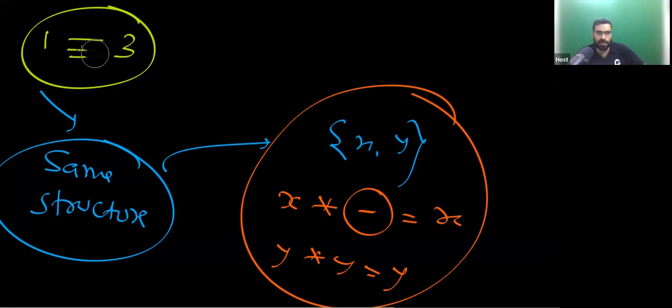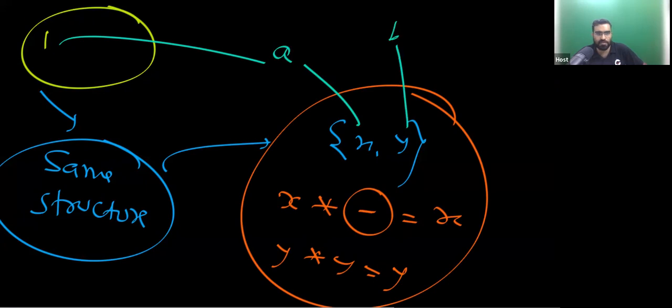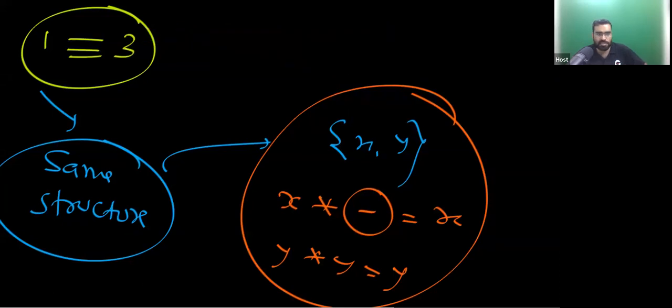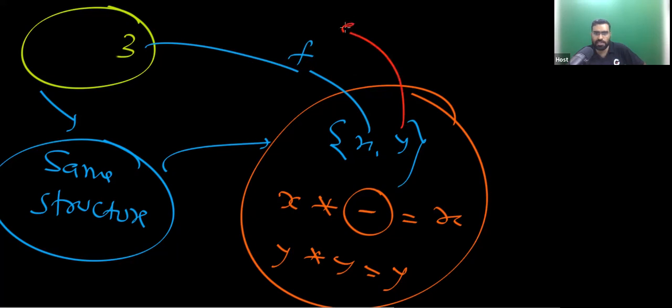In this one, what will happen? In this structure one, this X is equal to A, and this Y is equal to B. And what about this one? In this structure 3, this X is equal to F, and this Y is equal to E. Okay, so very simple. The names are different, but they have the same structure.